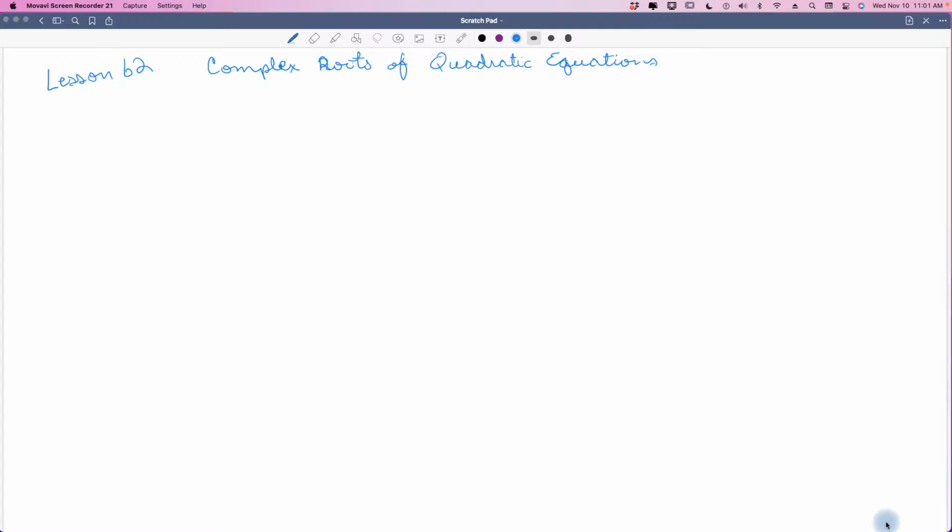I decided to write the title up above, Complex Roots of Quadratic Equations, just because I was being fancy today. So let's begin. When we solve quadratic equations by completing the square, sometimes we get really ugly looking answers, right?